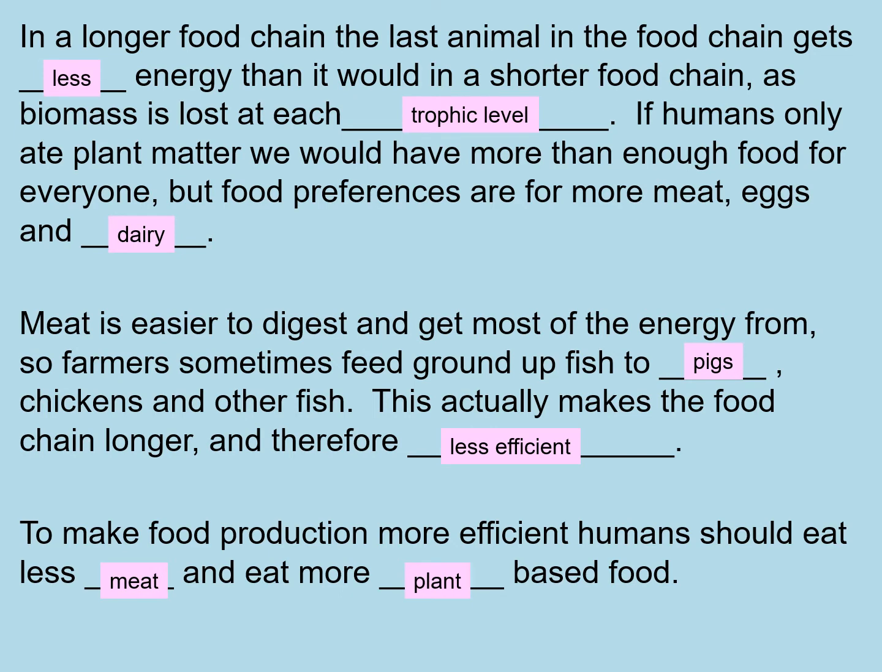So the answers to your keynotes for this lesson. In a longer food chain, the last animal in the food chain gets less energy than it would in a shorter food chain, as biomass is lost at each trophic level.